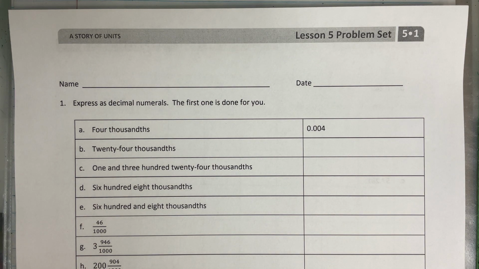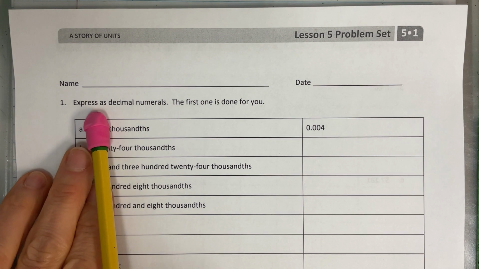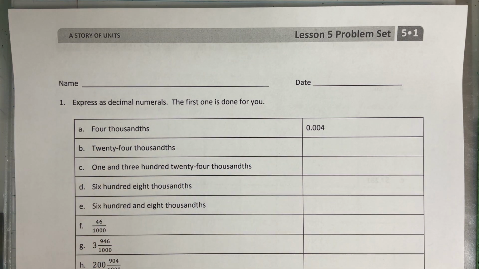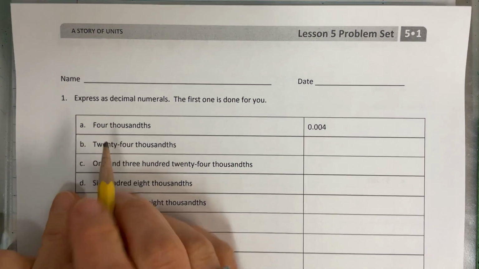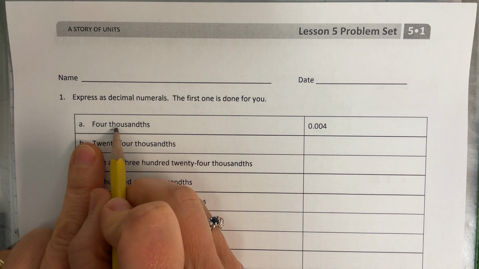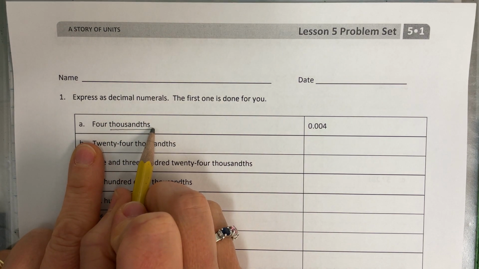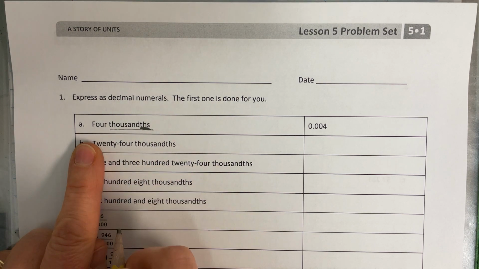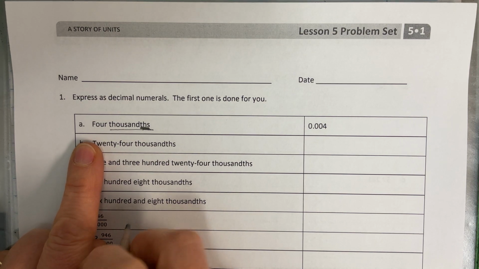This first example, it says express as decimal numerals. The first one is done for you. So notice in word form it says 4 thousandths. Okay, this word tells us where the number ends. It ends in the thousandths place. That THS is important because it tells us that's in the decimal part of our number.